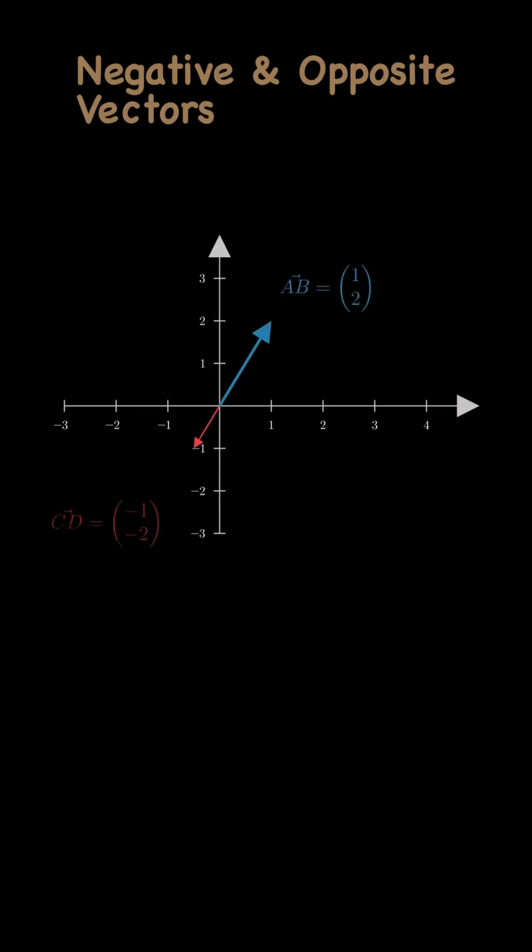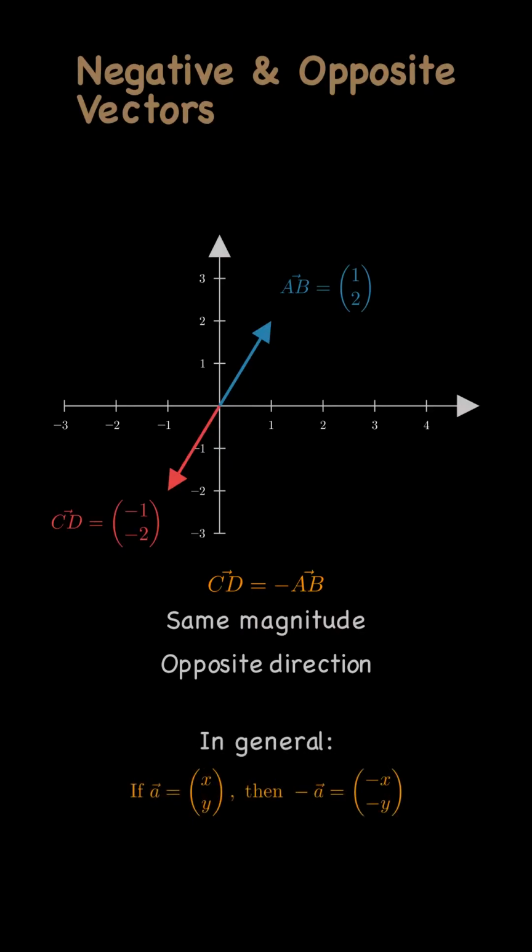Now consider vector AB equals (1, 2), shown in blue, and vector CD equals (-1, -2), shown in red. Notice, CD equals the negative of AB. Vector CD has the exact same magnitude as vector AB, but points in the opposite direction. We say CD is the negative of AB. In general, if vector a equals (x, y), then negative a equals (-x, -y). The negative vector has the same magnitude but opposite direction. Watch, if we rotate vector AB by 180 degrees, we get exactly vector CD.